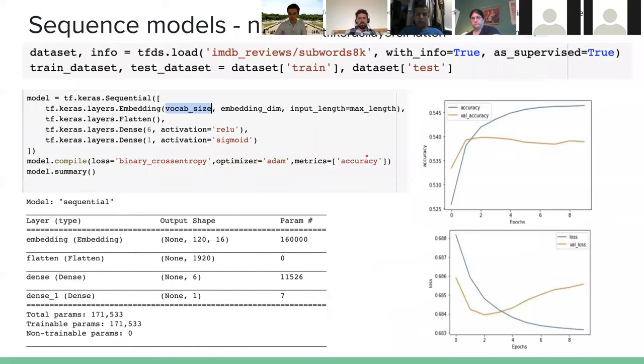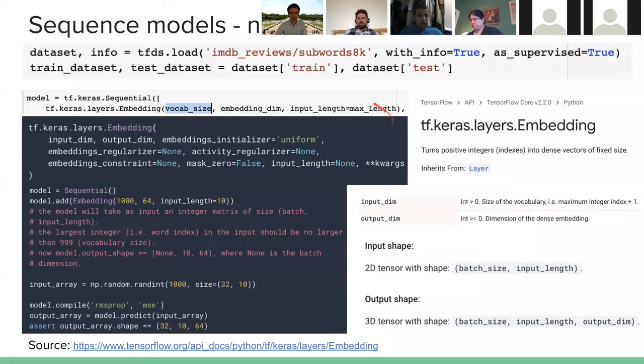Where is the tokenization in that example? It's not shown here. It was done before. Okay. Yep.